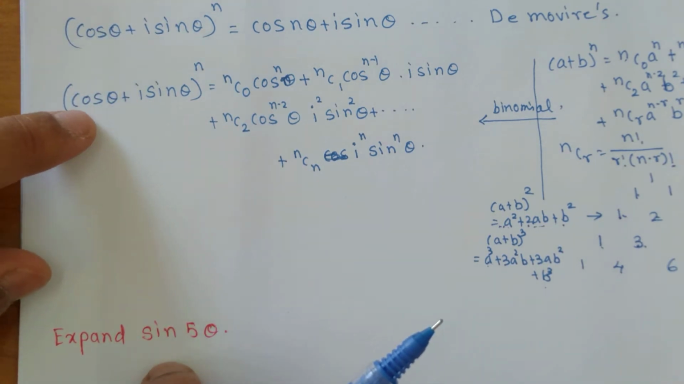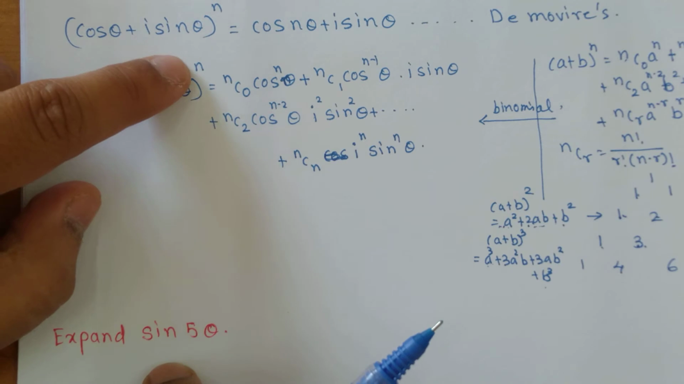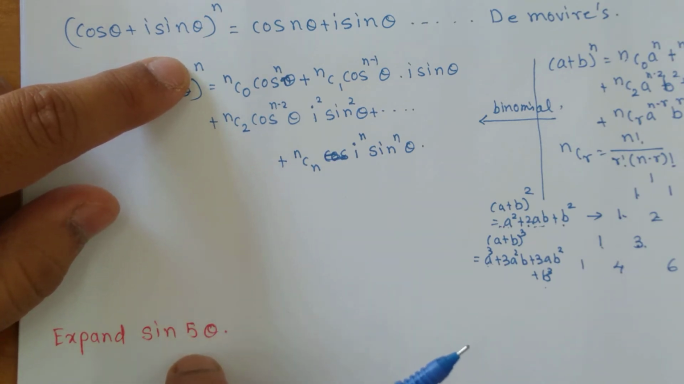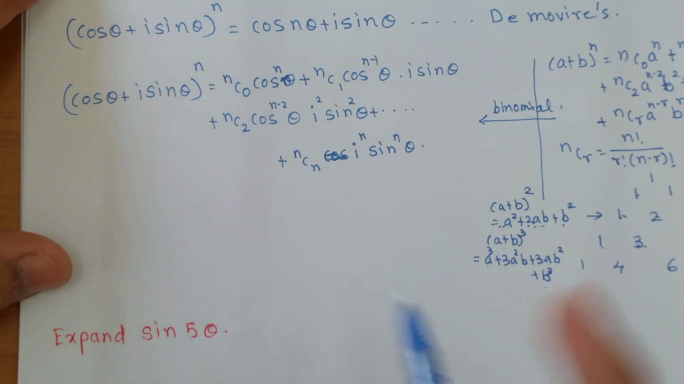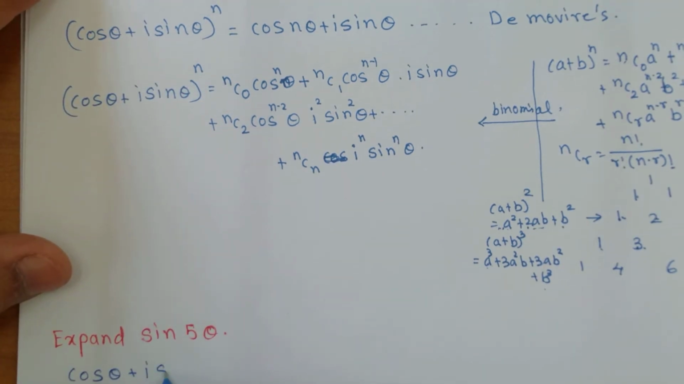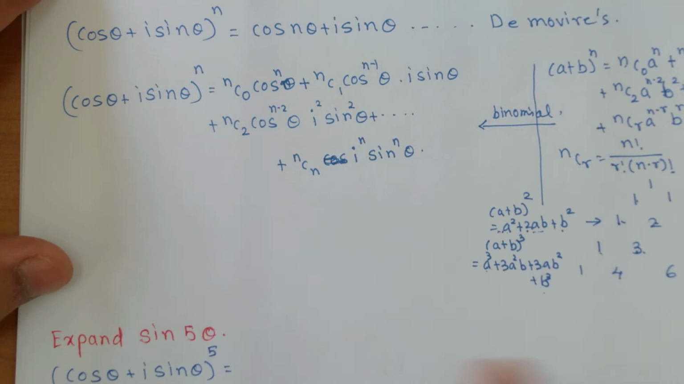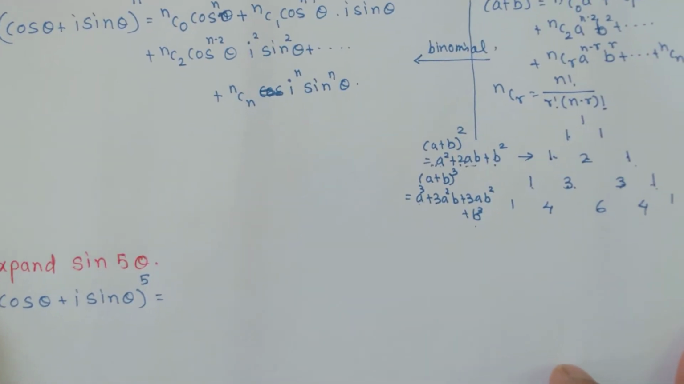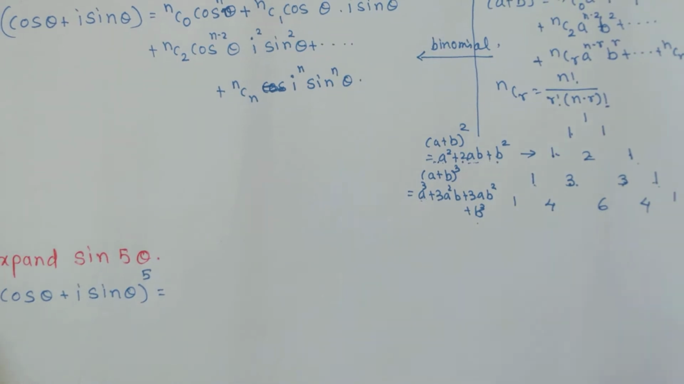So ultimately we have to think of cos theta plus i sin theta, but what will be the n here? The n will be the multiple of theta. Here the multiple of theta is 5. So we will begin with (cos theta plus i sin theta) raised to 5 is equal to. Now how to write this expansion? I'll show you one shortcut method, but before I go for this expansion, I just mention one thing.